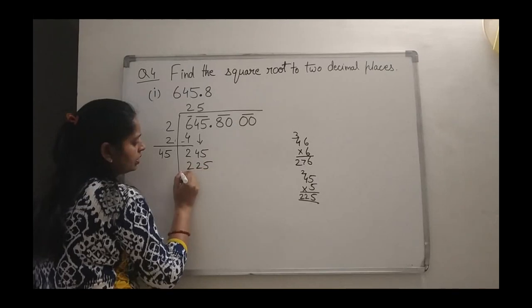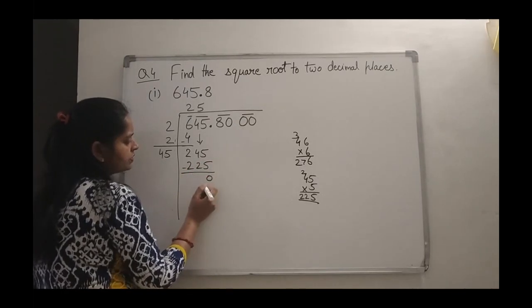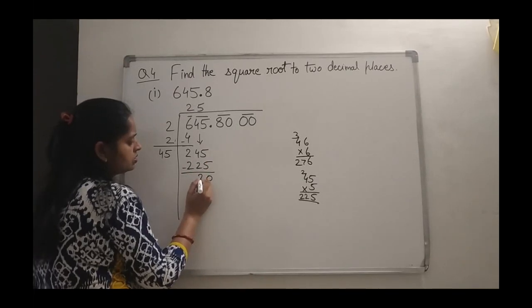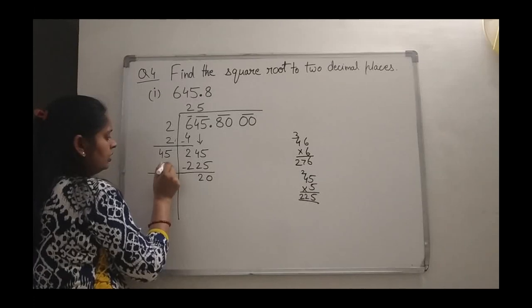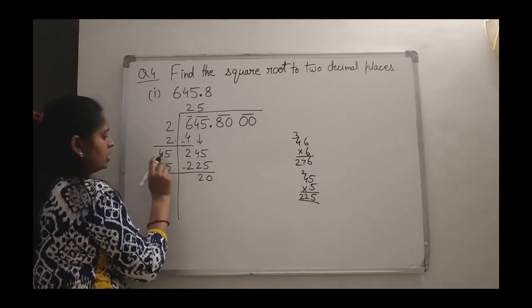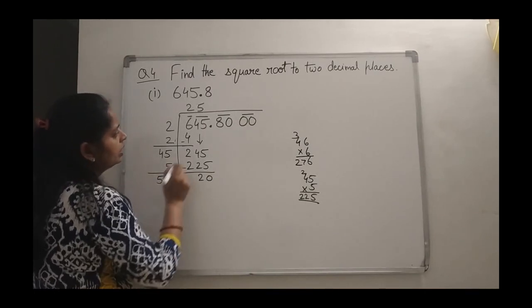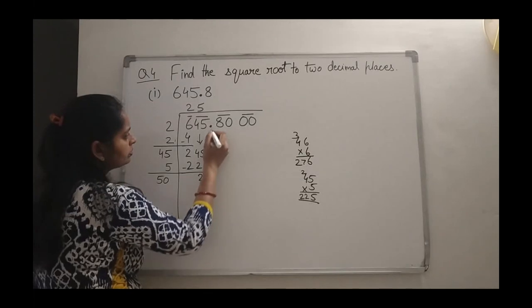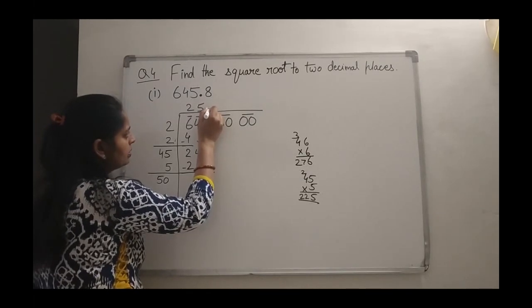225. Now subtract. 5 minus 5 is 0. 4 minus 2 is 2. Okay. And on the left hand side, 5 will be added because we only have to add the digit. So 45 plus 5 will give you how much? 50. And here we got the decimal. Here we got the decimal, so we have to put the decimal here only.